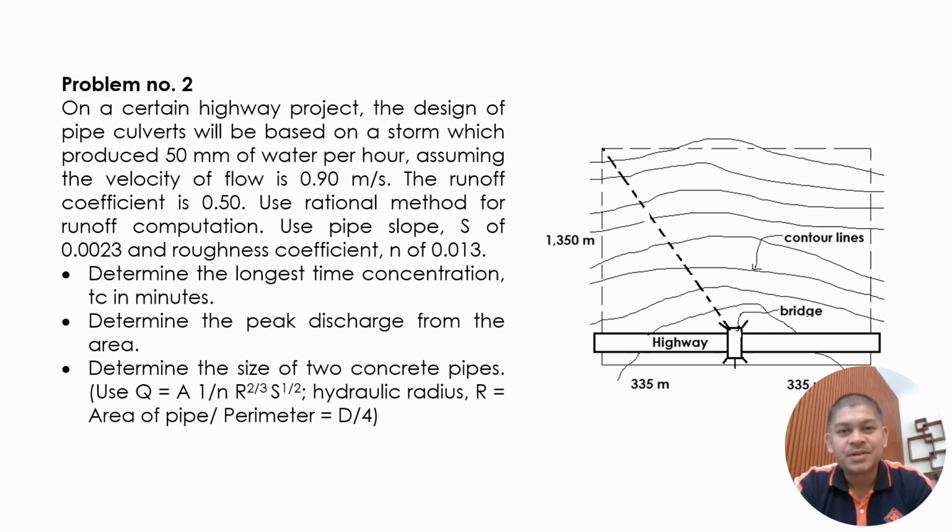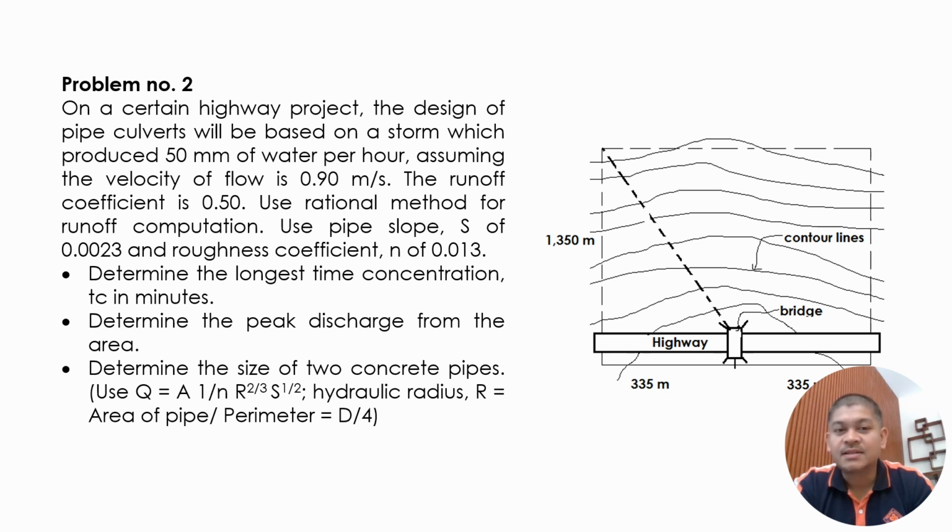Okay, so any questions with problem number one? Okay, moving on, we have problem number two. On a certain highway project, see the diagram on the right side. The design of pipe culverts will be based on a storm which produced 50 millimeters of water per hour, assuming the velocity of flow is 0.9 meters per second. The runoff coefficient is 0.5. We will use the rational method for runoff computation. Use pipe slope S of 0.0023 and roughness coefficient n of 0.013.